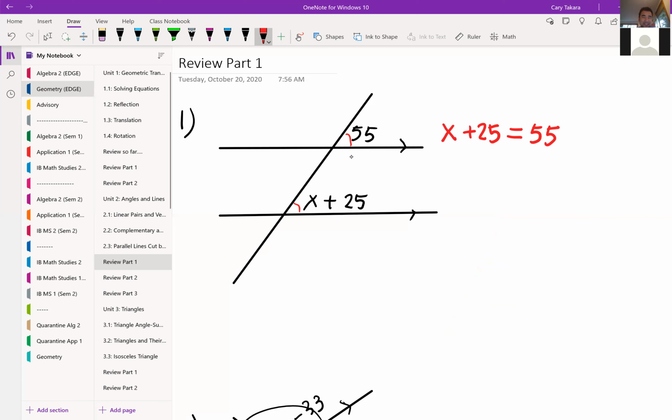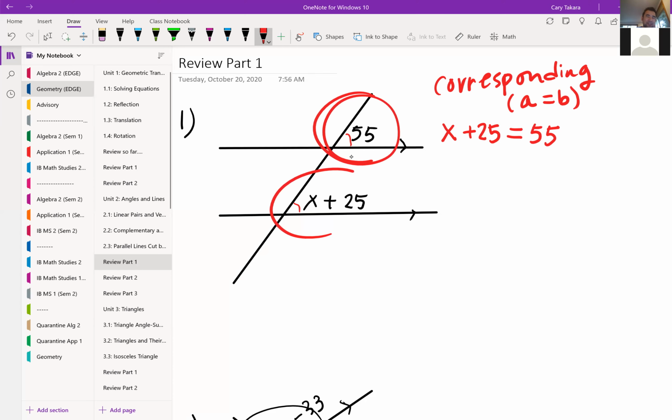Does it make sense? So let's write it down. These are corresponding angles. They are A equals B. Remember that. So this is going to be equal to the other angle. And then what is x going to be? Subtract 25 on both sides. So x equals 30.